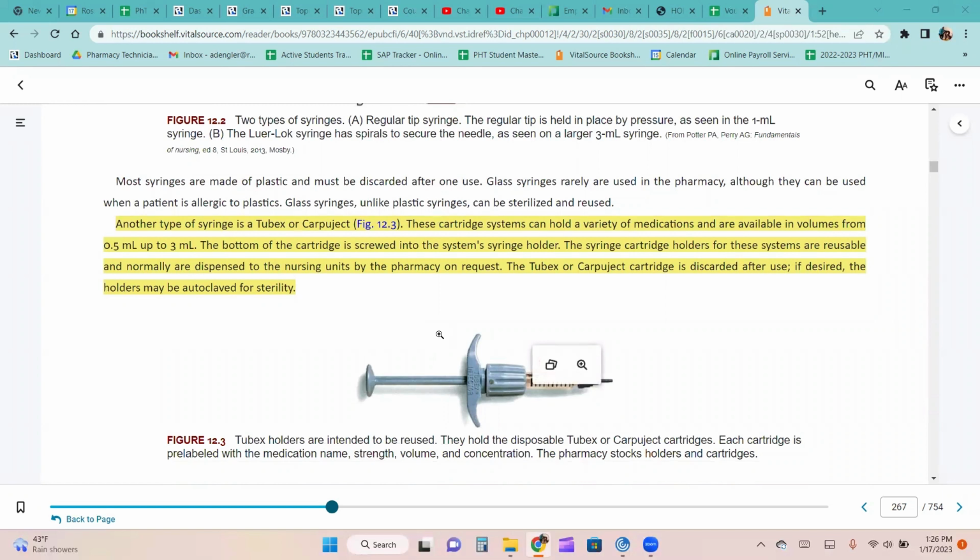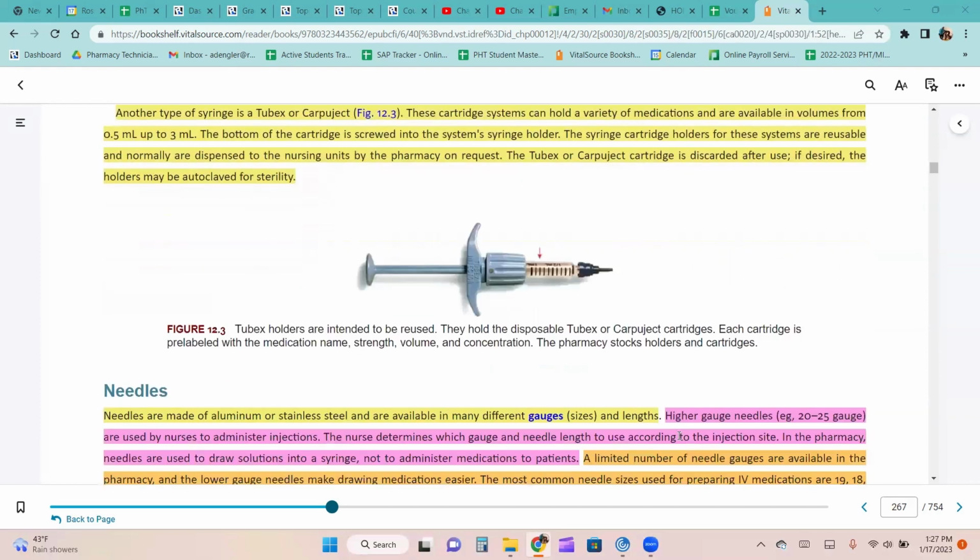Another type of syringe is a Tubex or Carpuject. These cartridge systems can hold a variety of medications and are available in volumes from 0.5 ml up to 3 ml. The bottom of the cartridge is screwed into the system's syringe holder. The syringe cartridge holders for these systems are reusable and normally are dispensed to the nursing units by the pharmacy on request. The Tubex or Carpuject cartridge is discarded after use. If desired, the holders may be autoclaved for sterility.